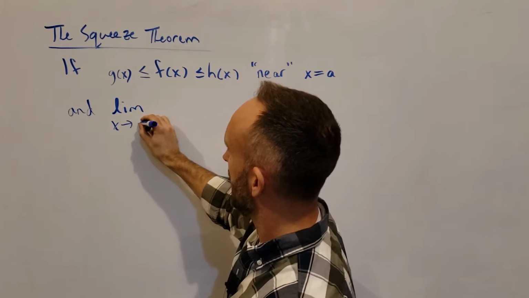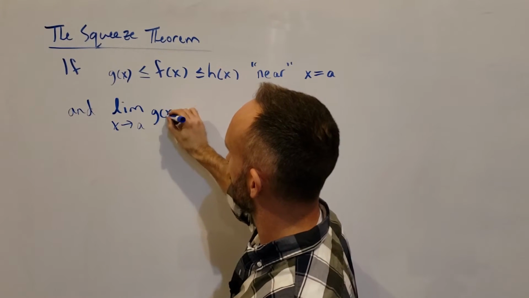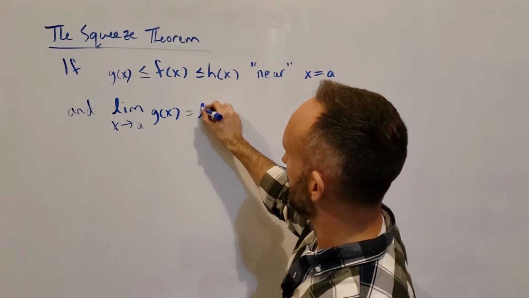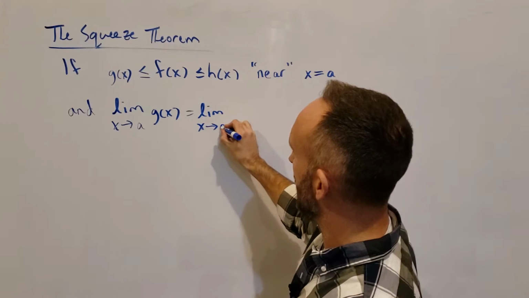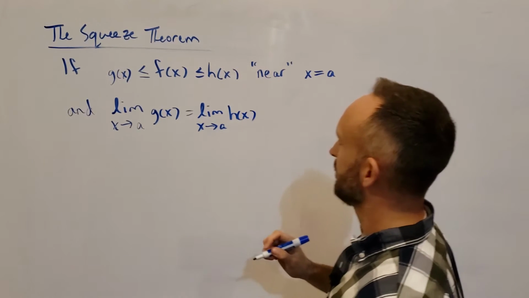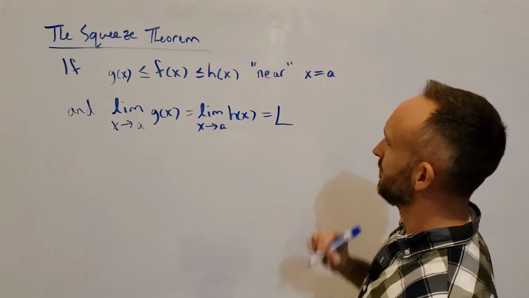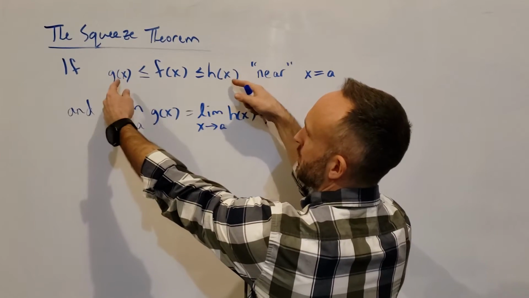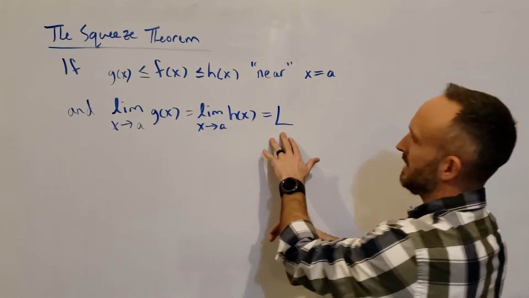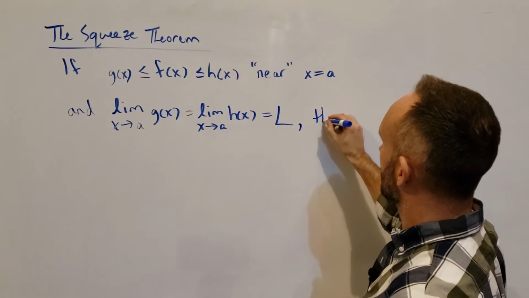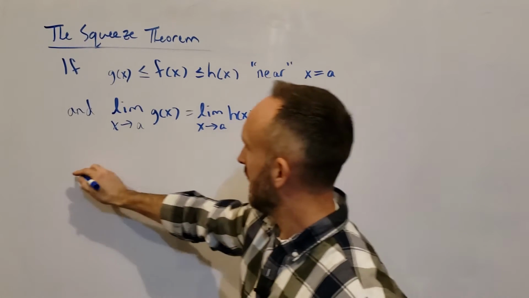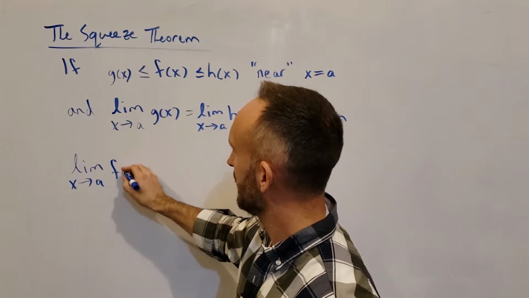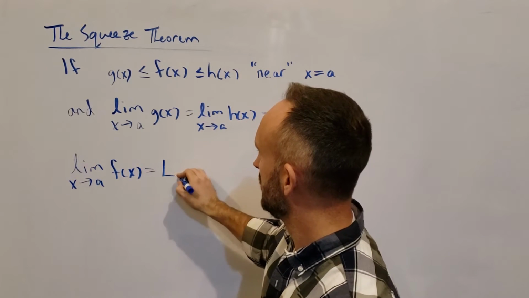and the limit as x approaches a of g of x, so whenever we get close to a for the g function, equals the limit as we get close to a of the h function, let's call that limit L. So if the limits of the two outside functions that sort of squeeze the f function are equal, and we call that L, then we can conclude that the limit as x approaches a of f of x has to also equal L.